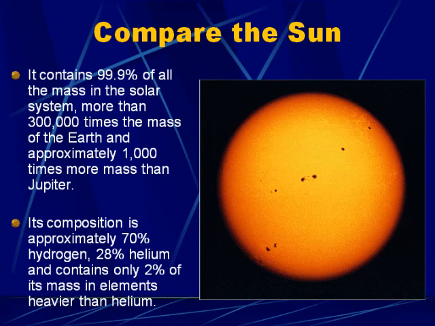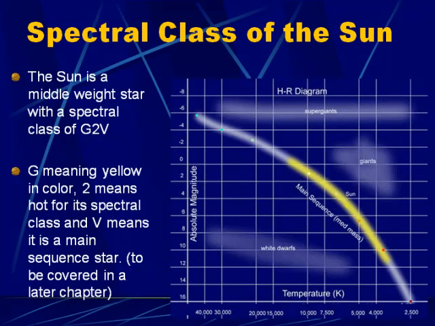Now, its composition is that of the general composition of the universe. The universe is dominated by hydrogen, so is the sun. The sun's 70% hydrogen. The next most common element in the universe is helium, and the sun has 28% helium. Of all the other elements that are present in the sun, about 2% are elements more massive than helium. So these are really trace gases.